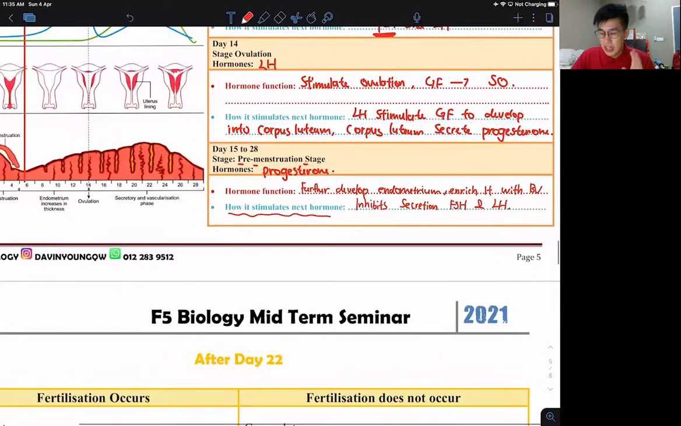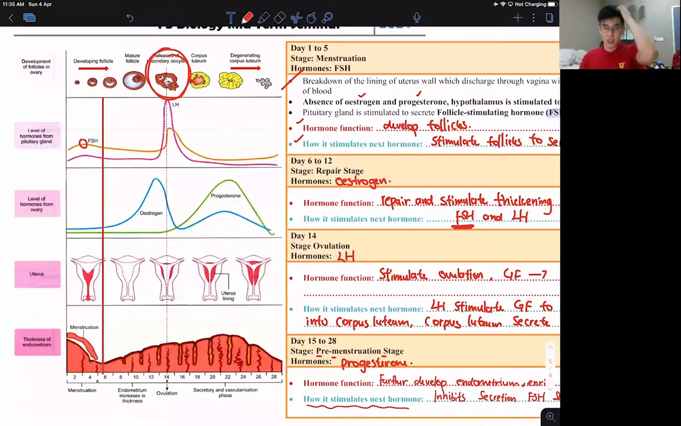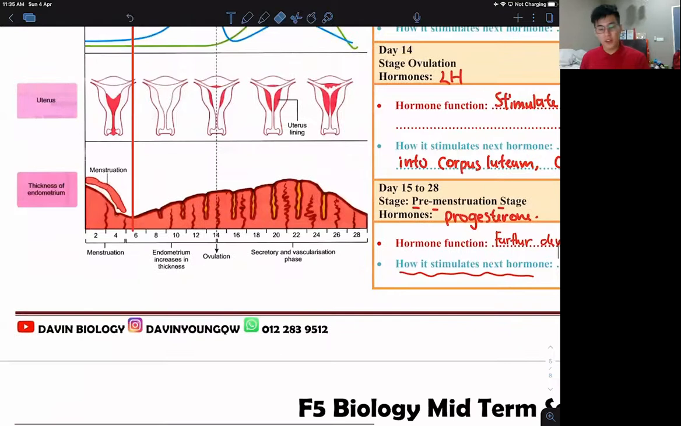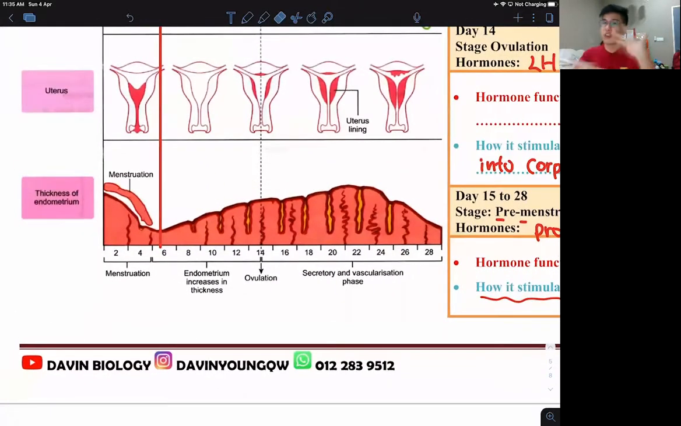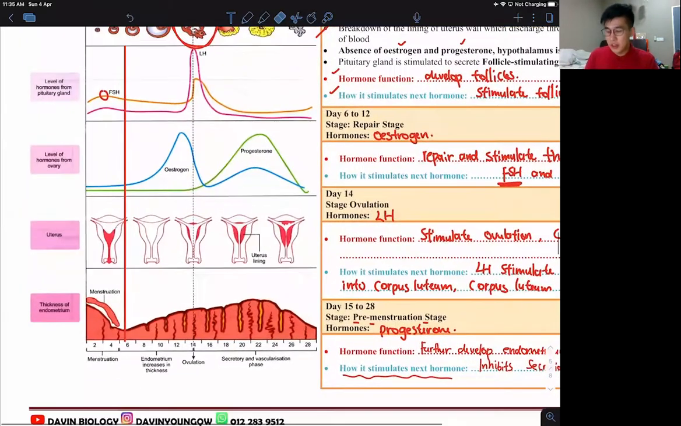Now, okay, let me use this diagram over here to explain more about the menstrual cycle. Maybe some of you going through here still don't really get it. So what do we have here? Look at here. This is basically the thickness of the endometrium. Remember, when the menstrual cycle occurs, the endometrium wall will change. The thickness of the endometrium is going to change, and also the level of hormones. You can see the endometrium thickness is actually related to the secretion of hormones.